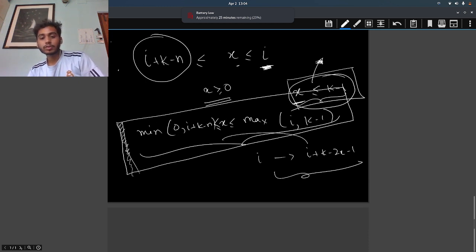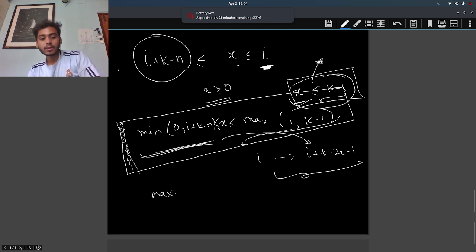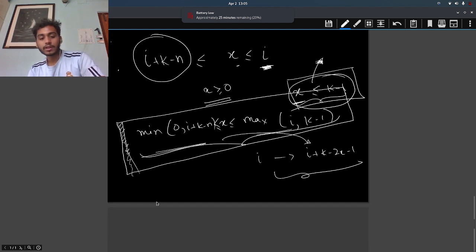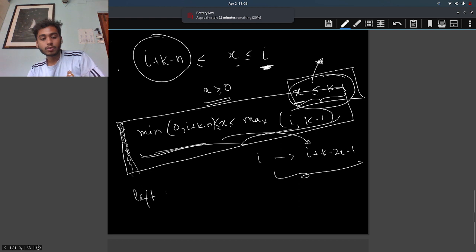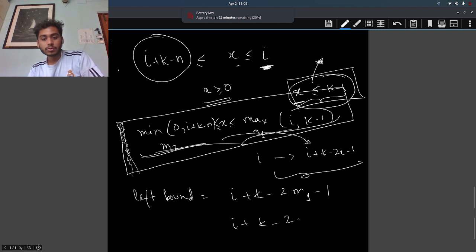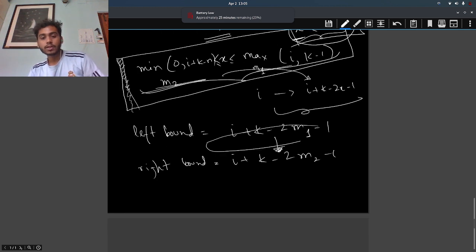So if we put our x over here, the maximum x and the minimum x, then we'll get the max range. Let's say we denote these by m1 and m2, then the left bound will be i plus k minus 2 m1 minus 1 and i plus k minus 2 m2 minus 1 will be the right bound, right? So if we iterate from this to this, we know all these values are connected to i, right?